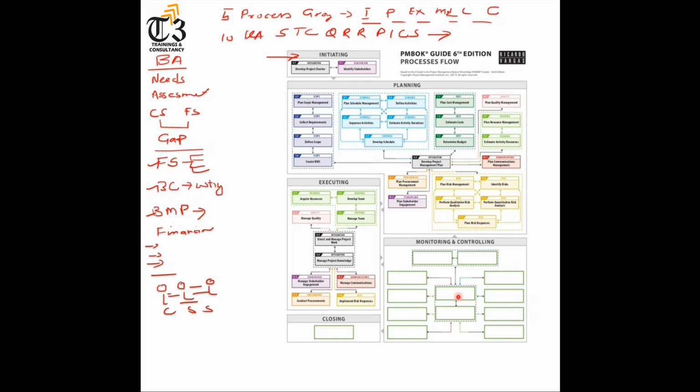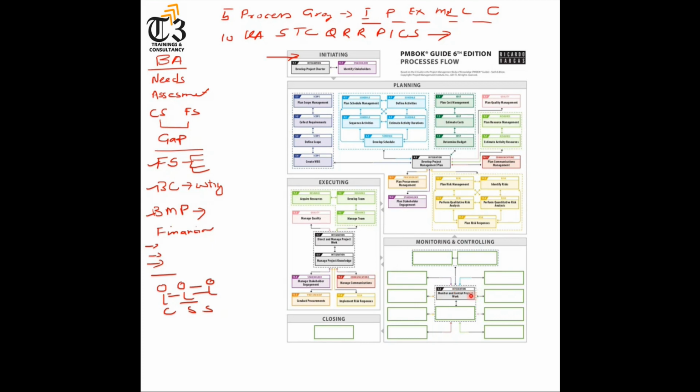For monitor, we have the main process called monitor and control project work. And this is the only process in the CAPM or PMP project management framework. Instead of giving work performance information, it gives a work performance report. Why? Because all controls are providing work performance information as an input to this process. So it generates a work performance report.